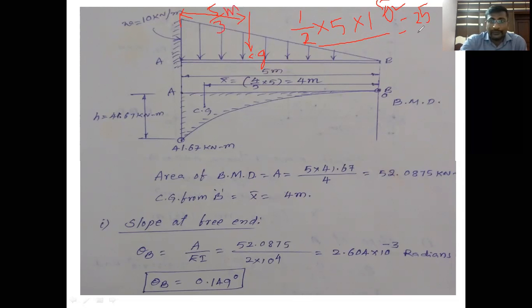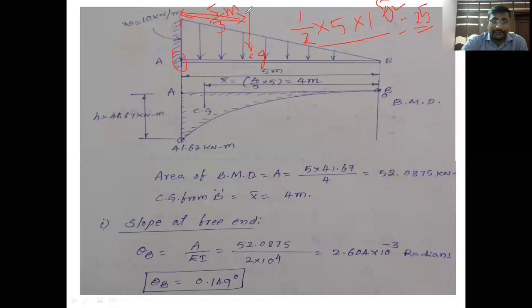So the load, which is 25 kilonewtons, will be concentrated at the center of gravity of this triangular load. That center of gravity is located at a distance of h by 3, which is 5 by 3 meters, from the base, or 2h by 3 from the free end B. 2h by 3 means 2 into 5 by 3, which is 10 by 3 meters. Here we are going to calculate the bending moment at the fixed end only. That's why I'm taking the distance 5 by 3 meters from the fixed end.